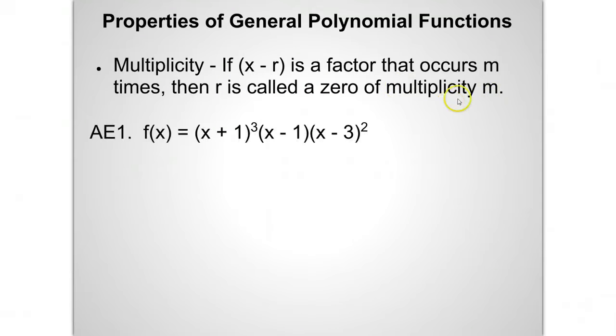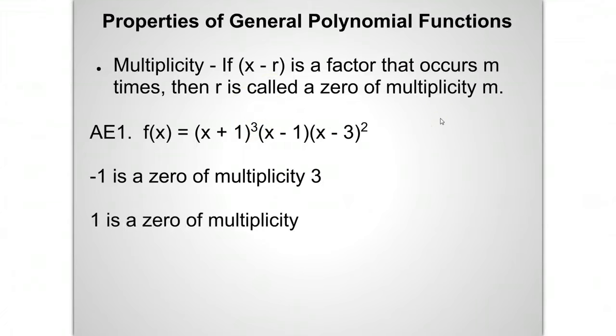So in this example, we would look at this in factored form and realize that negative 1, positive 1, and 3 are all zeros. The multiplicity of them are different though. Negative 1 is a zero of multiplicity 3 because it's raised to the third power. 1 is a zero of multiplicity 1, and 3 would be a zero of multiplicity 2.